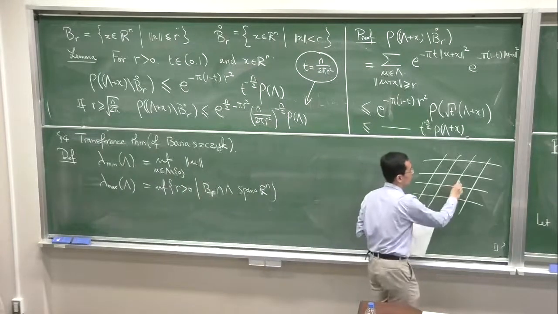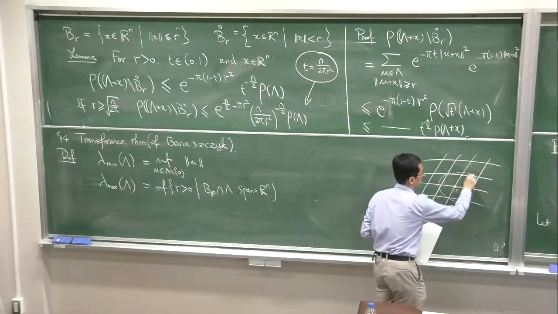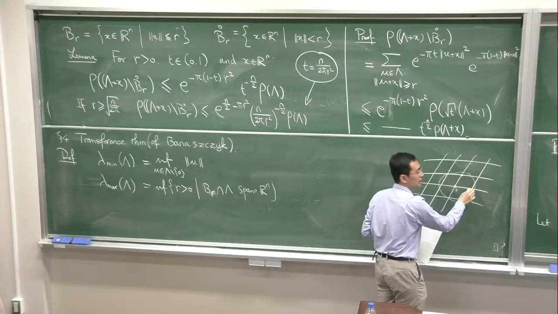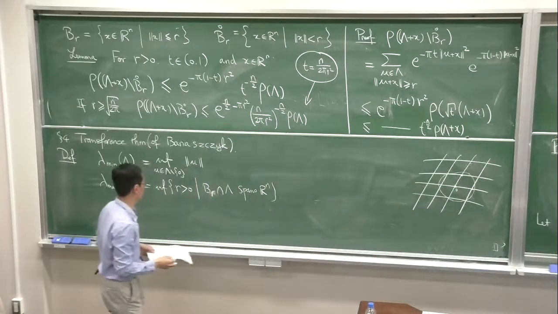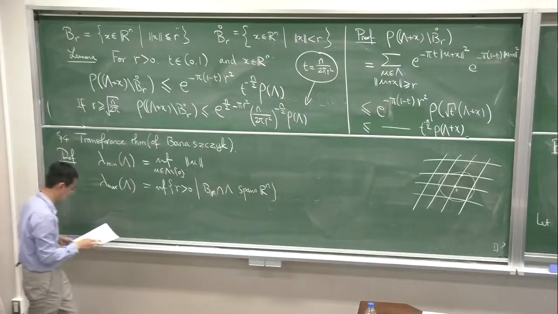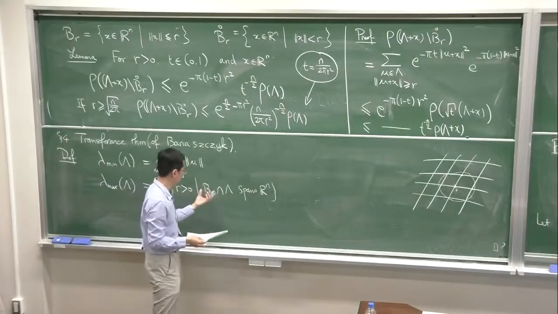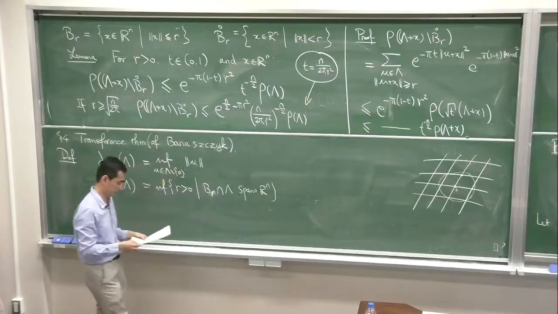So for example, if you take a ball sufficiently large, and then you find this point and this point, that gives you a basis of R to the power n. So I think it's not exactly the same thing to have a ball containing a basis of lambda. So it's a little bit different.